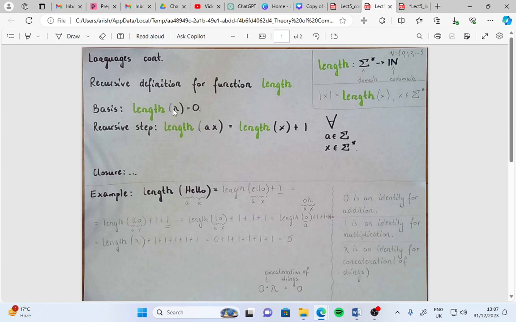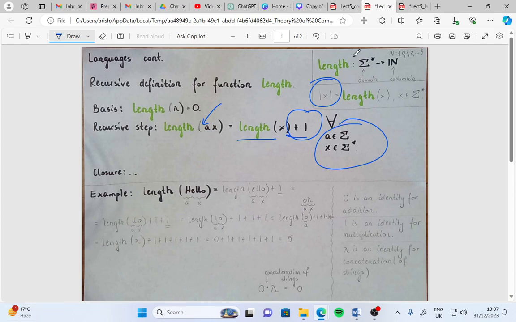The lambda has no length, right? The empty string has no length, so its length is 0. But if in the recursive step we have ax, its length is 1, because the length of x plus a, there is one alphabet symbol over here. We want to see a belongs to Sigma and x belongs to Sigma star. And this is the symbol that is used for describing the length.